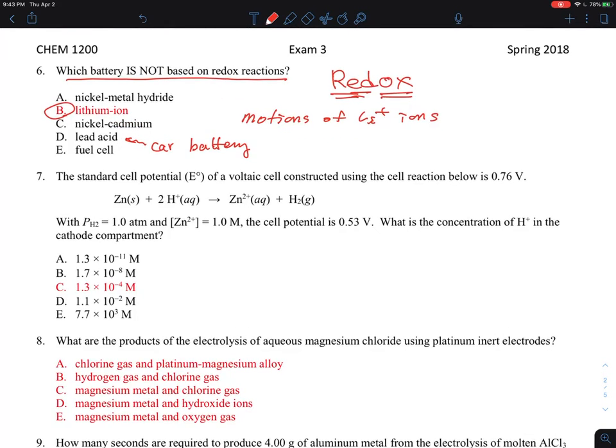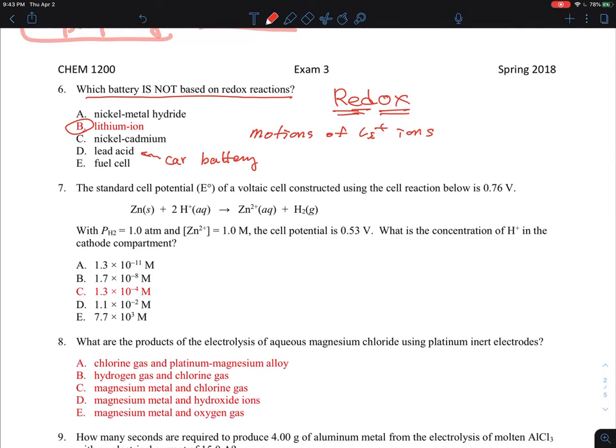Okay, so this third one is quite a standard problem. The cell potential here, they give me the cell potential, and what will be the concentration of H plus, right? And they are even nice enough to say E naught is 0.76, so I'm in good business to know that. You can write the half reactions, but I can see that zinc goes to zinc 2 plus, so there are 2 electrons involved. So n is 2 here.